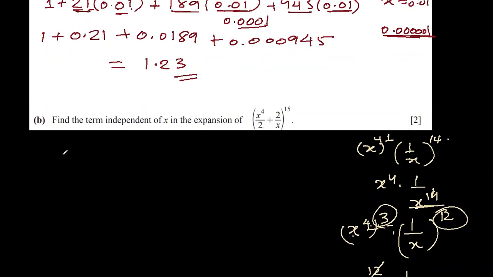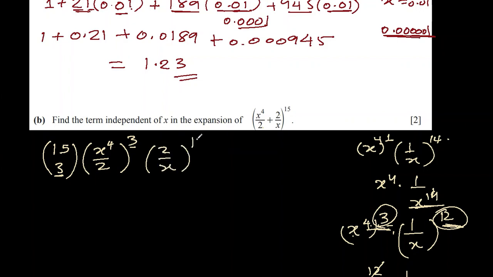Okay, so let's go here. We'll write 15C3 or 15C12, anything you can write. I'm writing 3. Then x to the power 4 over 2 to the power, we said 3, right? This number and this number always match. Then we have 2 over x to the power 12, and this term is independent of x.